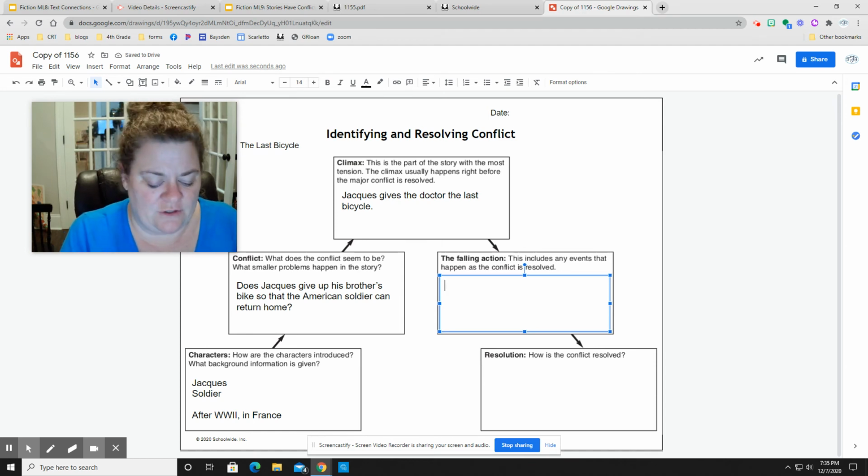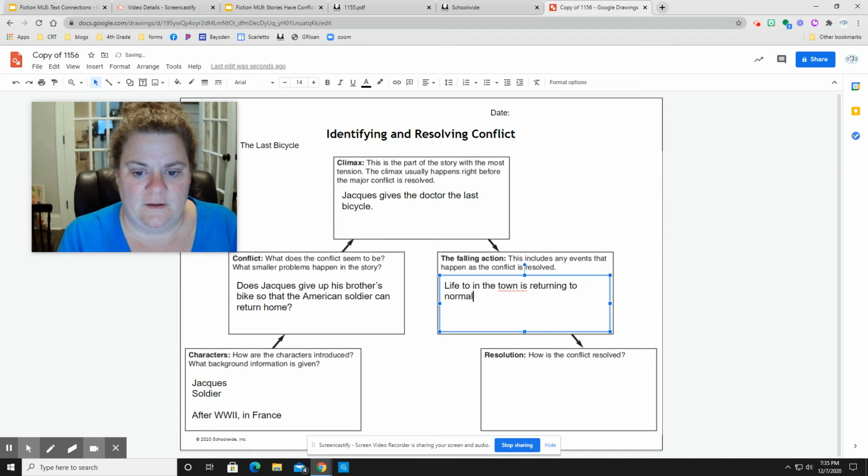Then we have our falling action. So our town is coming back to life, returning to normal. And Jacques is waiting to see if the doctor will keep his promise.